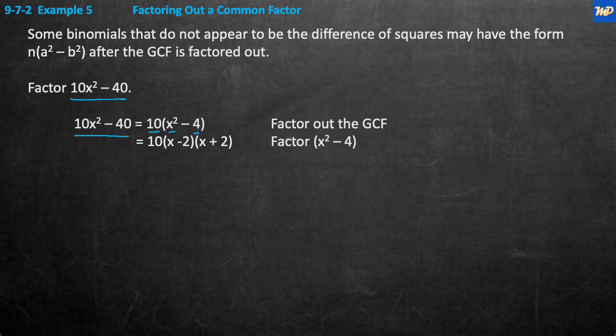Then once we've done that, we can now factor the x squared minus 4. And we know exactly what to do with that, because x squared minus 4 is the quantity x squared minus the quantity 2 squared. We just did those. So now we can write 10 times the quantity x minus 2 times the quantity x plus 2. That's it. No real big difference.